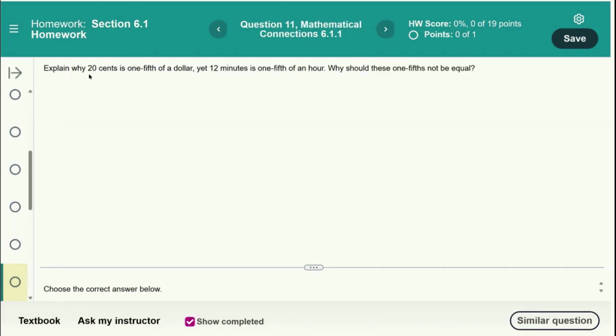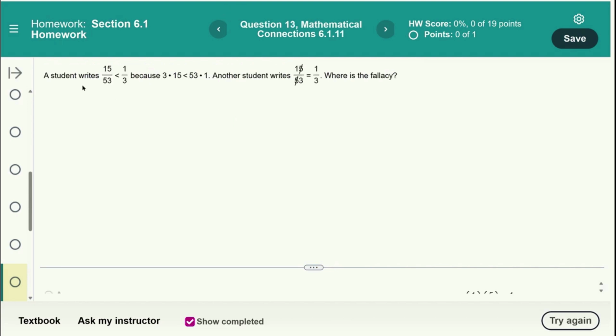All right, so here they want us to explain why 20 cents is 1/5 of a dollar, but 12 minutes is 1/5 of an hour. Why should these 1/5 not be equal? Because, of course, we have different contexts. We're dealing with different wholes, right? Here we're dealing with money, so a dollar turns out to be 100 cents, right? So 20 over 100 will give us 1/5 there. But here we're dealing with an hour, a completely different context, which is equal to 60 minutes. And 12 minutes over 60 minutes, of course, the minutes cancel out, you get 1/5. So we're dealing with different contexts, therefore different wholes, right?